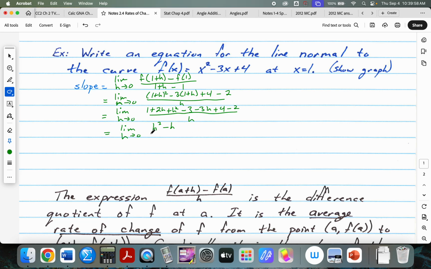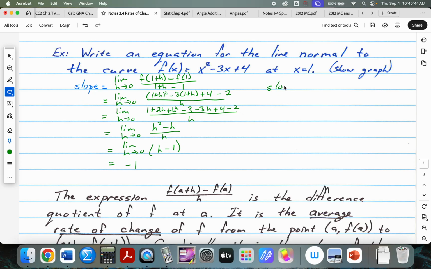Oh, well, that's nice. When you do a polynomial and you're finding the slope of the tangent, that should always happen. Everything that doesn't have an h that's in the numerator should drop out. So now I'll just divide. This is the limit as h goes to 0 of h minus 1. And that's negative 1. So this is the slope of the curve.